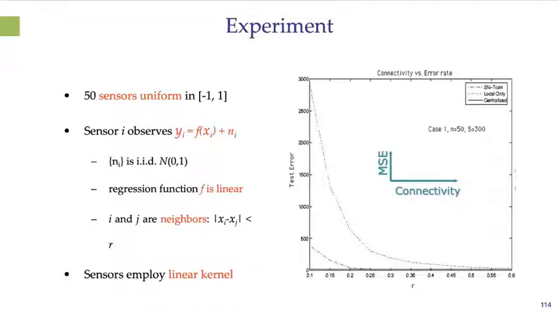So if you look on the right, we show test error versus R, so versus the size of the communication neighborhoods for each sensor. And down at the bottom, there's a solid line, which almost is at 0, which is the fitting performance of centralized learning. And here, since we have a linear kernel, a linear regression function, of course, it's going to be a very good fit.